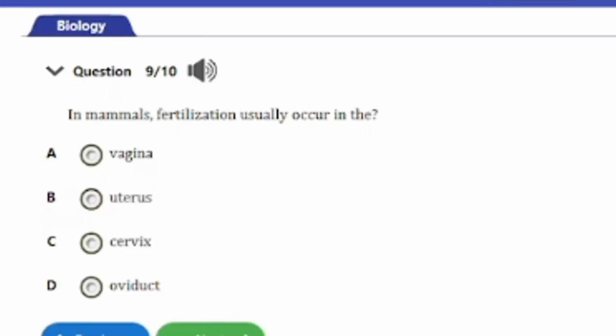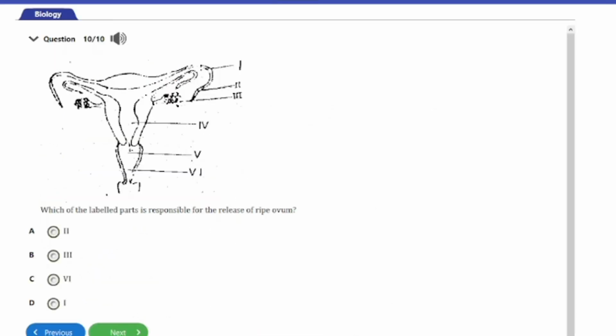Question number 9 here. It says, in mammals, fertilization usually occurs in the: A, vagina; B, uterus; C, cervix; D, oviducts. So guys, the answer to this question is option D, and that's the oviducts. So that's it for that question. Let's go ahead and consider the next and the last question here. And that's question number 10 here.